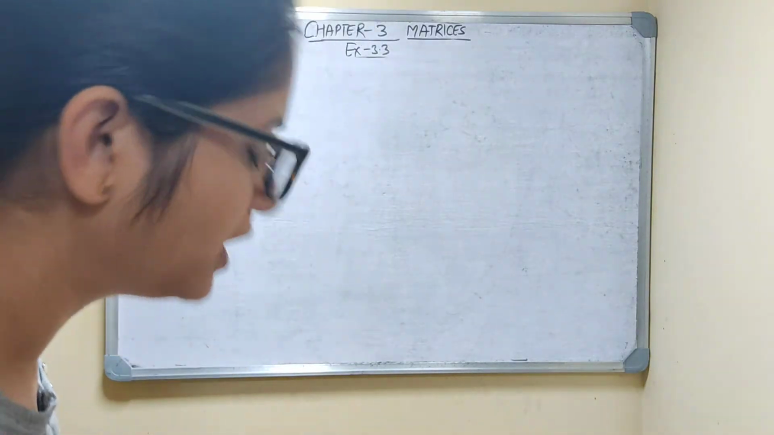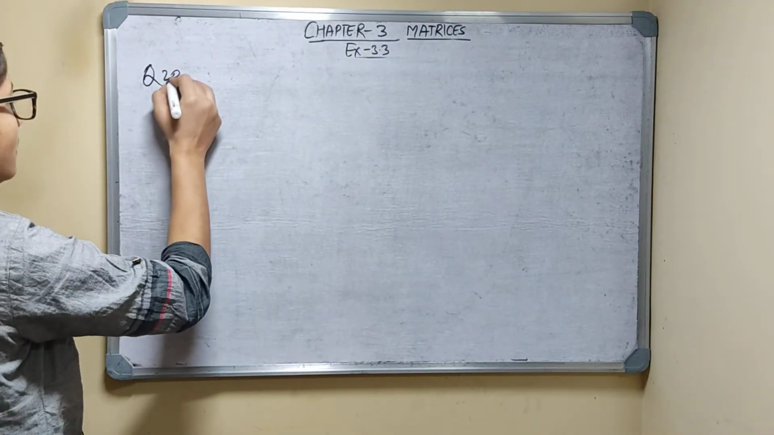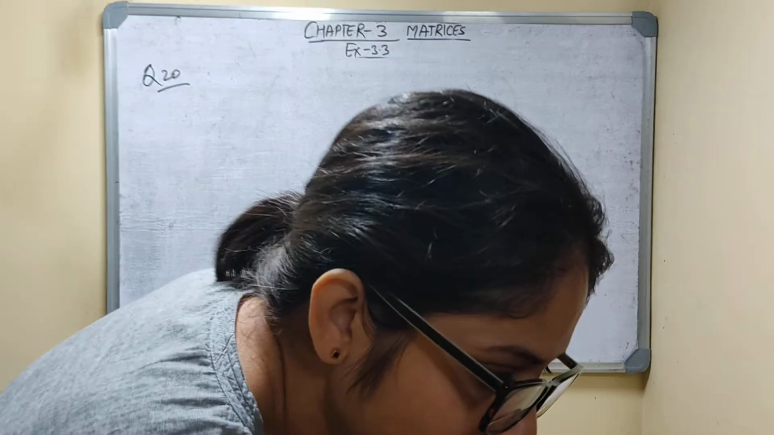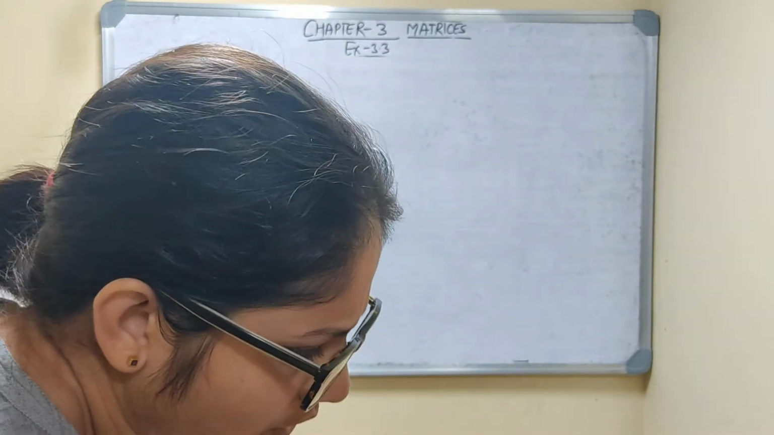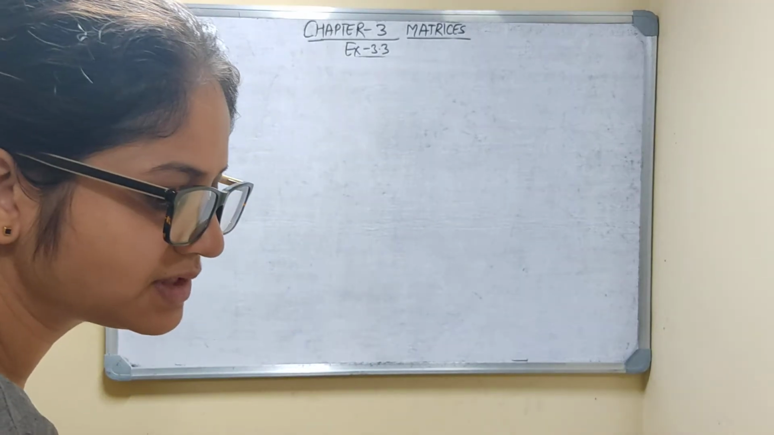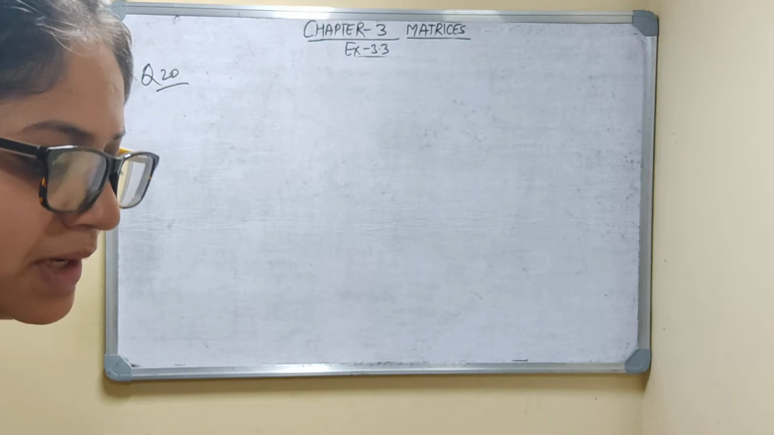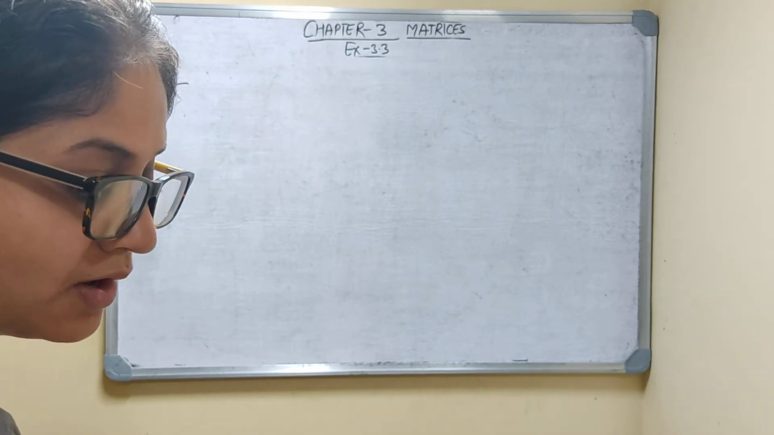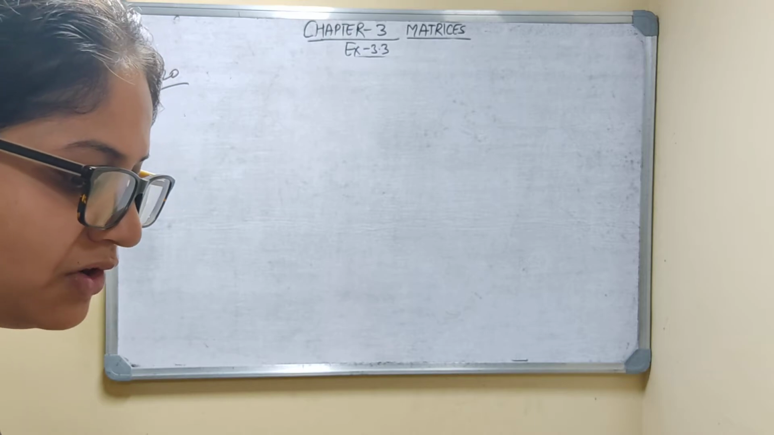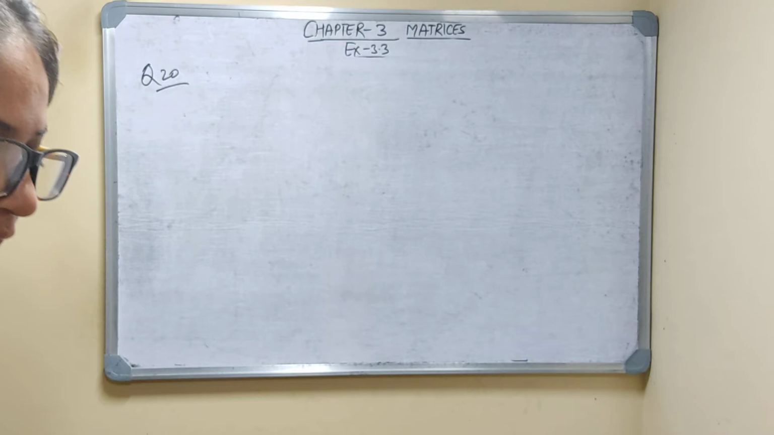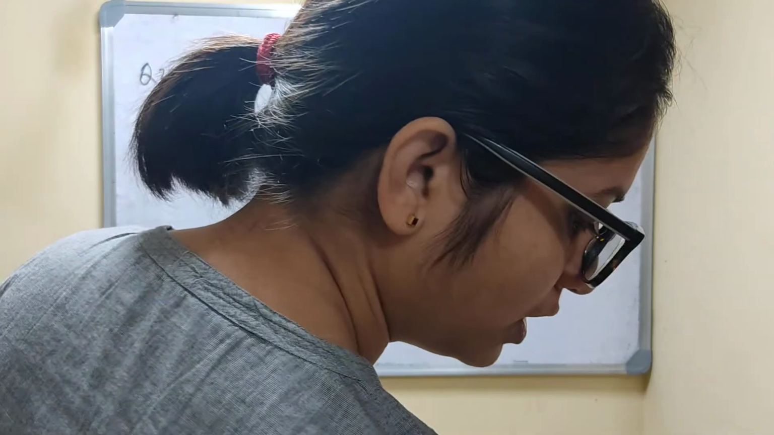Now question number 20. A, B, C, 3 matrices are given. Verify that (AB)C equals A(BC). First you have to multiply AB, then multiply with C. And here A you leave. Then you multiply first BC, then you multiply A of BC. Like this you can solve. This you can do by your own.